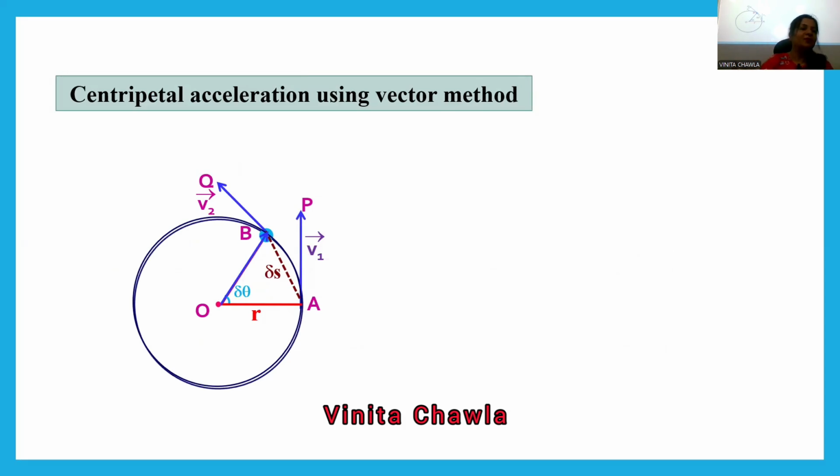We can have different velocities because the direction is changing. Speed is constant, but direction is changing, and velocity is speed plus direction. Though speed is constant, the direction changes at every point, and therefore velocity also changes. So we have different velocities at different points.